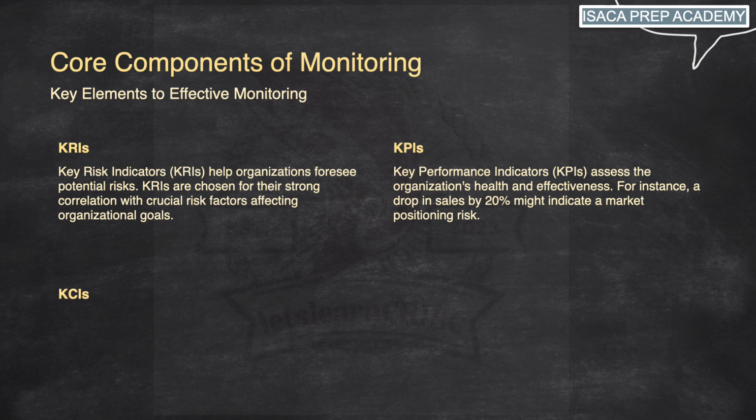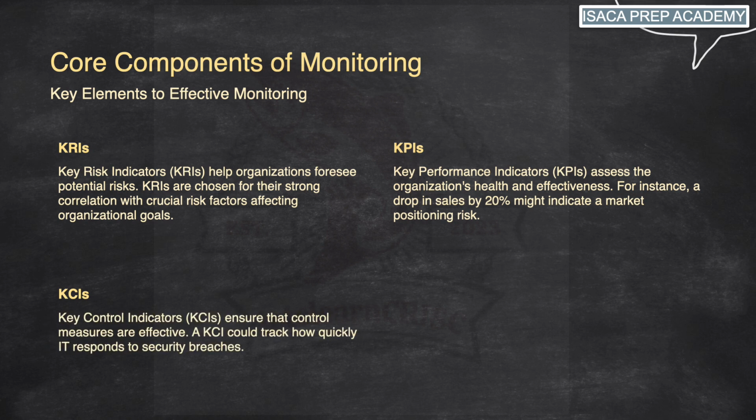Moving next, the key control indicators. Friends, key control indicators are like checks to make sure that the safety measures in place are working well. For example, one key control indicator could be how fast the IT team responds when there is a security breach. By monitoring key control indicators like this, businesses can make sure their control measures are effective and keeping their systems safe.